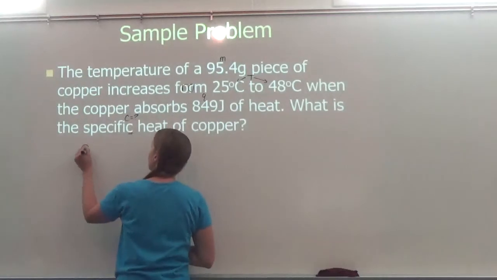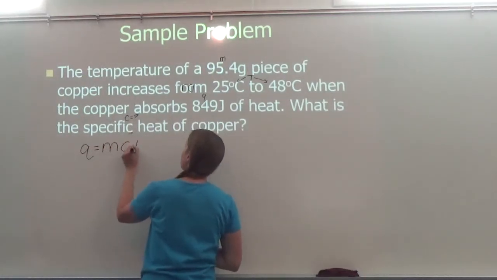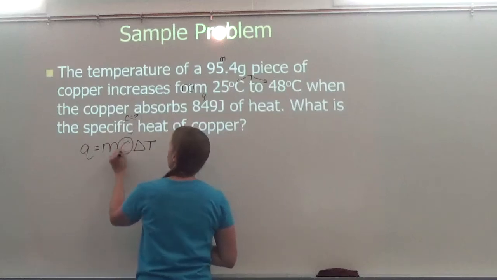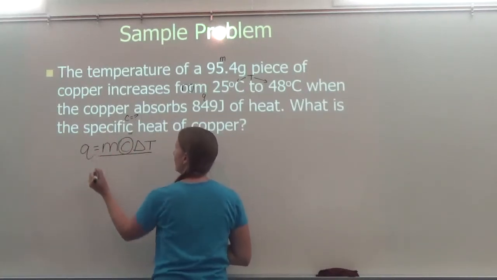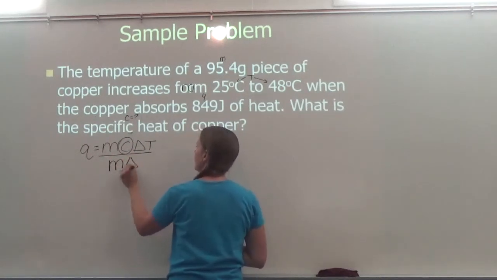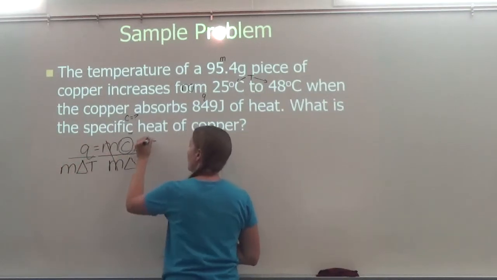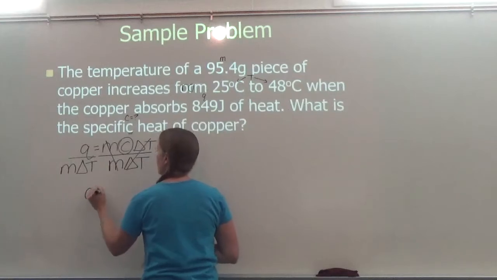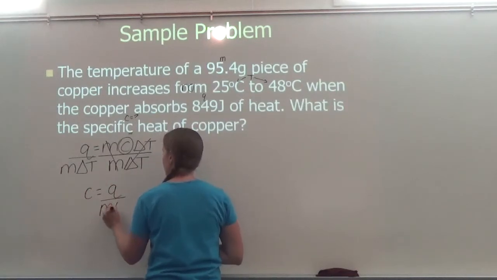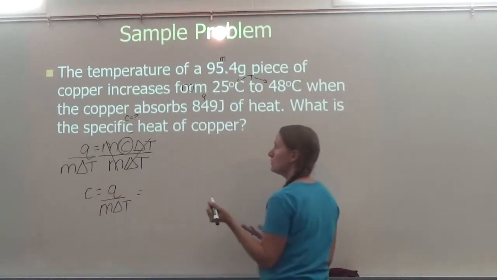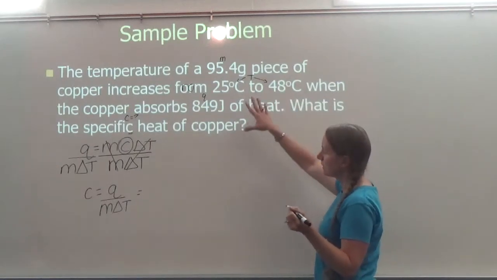Well, my formula is Q equals MC delta T. I am looking for C. So again, we divide by M and delta T to get C by itself. I do that on both sides, so it cancels on this side. So C equals Q over M delta T. Then I'm ready to plug in, since I labeled everything all nice and neat up here.